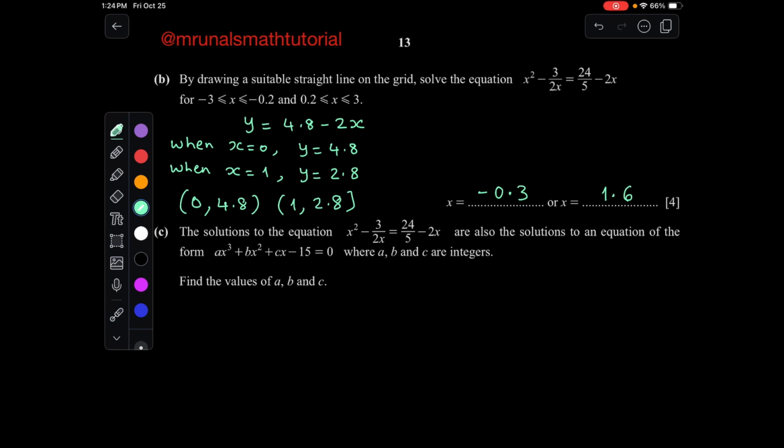Okay, then in part C, the solutions to the equation x square minus 3 over 2x equal to 24 over 5 minus 2x are also solutions to the equation ax cubed plus bx squared plus cx minus 15 equal to 0, where a, b and c are integers. Now we are required to find the values of a, b and c. Now this is simple algebra. So we have x square minus 3 over 2x equal to 24 over 5 minus 2x.